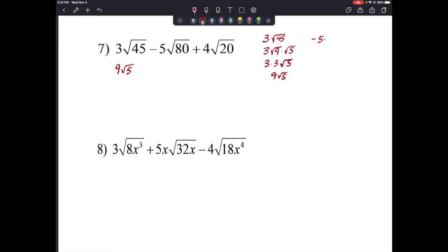Negative 5 times the square root of 80. Well, we just did 80, right? We said that that was the square root of 16 times 5. So negative 5 times 4 times the square root of 5 is going to give us a negative 20 radical 5.